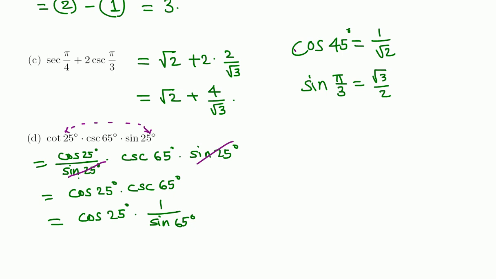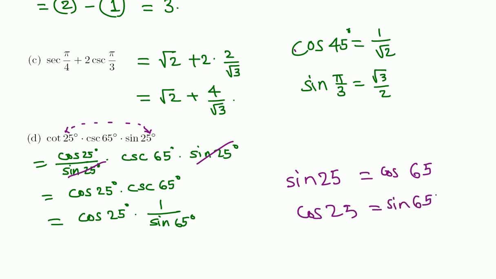Now as in part A, 25 and 65, what is the sum of 25 and 65? That's 90. That means they are complementary angles. So cofunctions of complementary angles are same. So we can have sine 25 same as cosine 65, or cosine of 25 same as sine 65, or secant 25 and cosecant 65. So 25 and 65 are complementary angles, and we have cofunction sine cosine, so they'll have the same values. Cancel, so just one final answer.